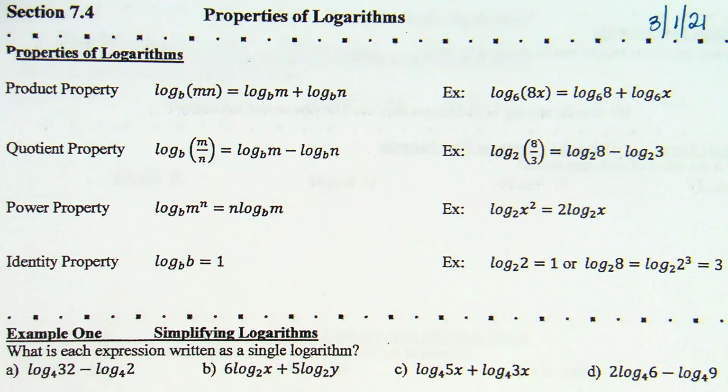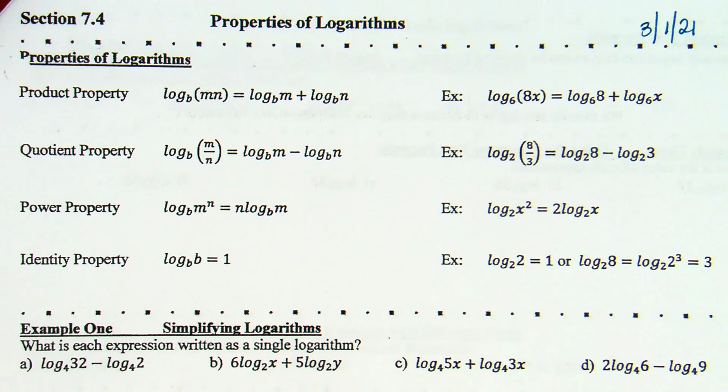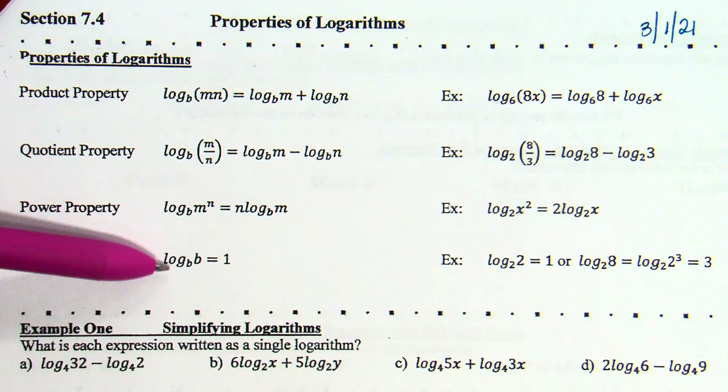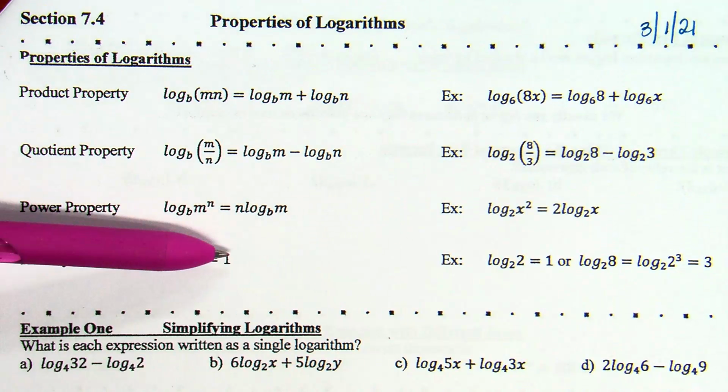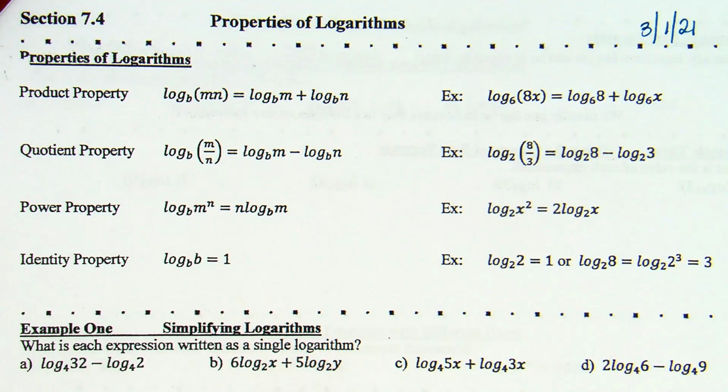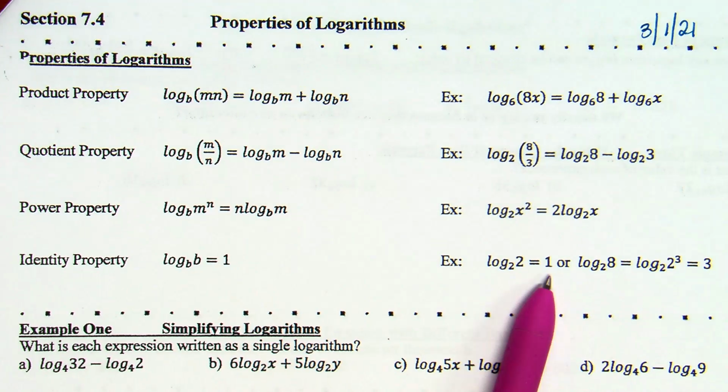And then lastly, we have the identity property. The identity property says log base b of b. What do you notice? The b's are the same. So log base b of b equals 1. So when the base and the inside base of the log are the same, the log will just equal 1. So the example here, log base 2 of 2 equals 1. We could say log base 9 of 9, and we would know it equals 1. Log base 1,000 of 1,000, and it equals 1.